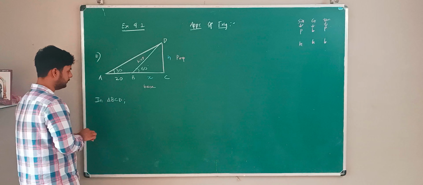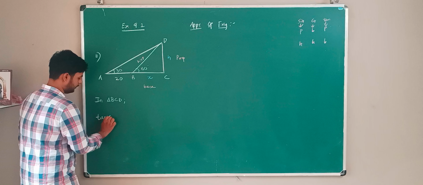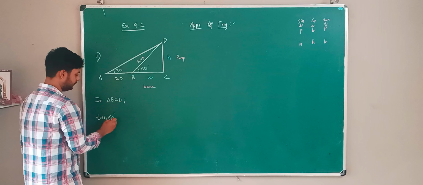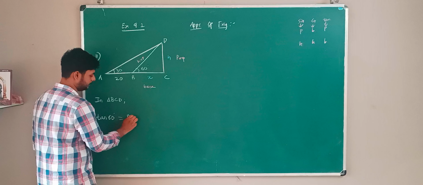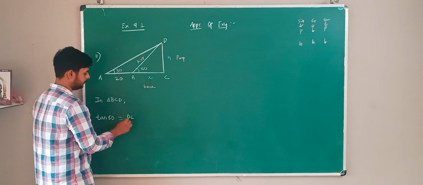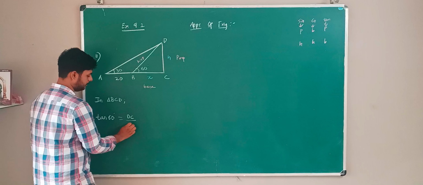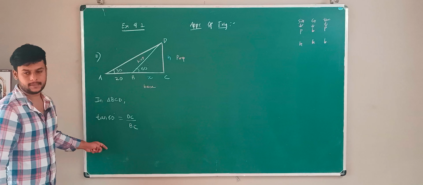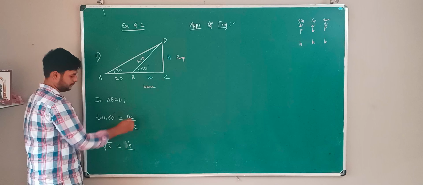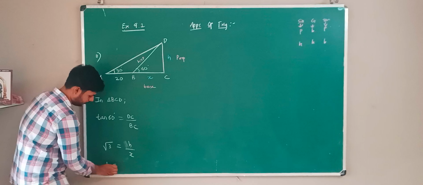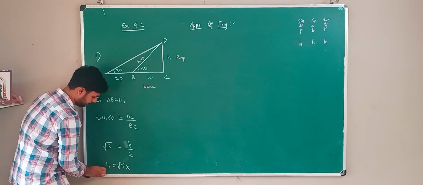Understood? So tan 60 degrees. Why did I take 60 degrees? Because the 60 degree angle is there. Tan 60 is equal to P by B. P means perpendicular, that is DC, and B means BC. Tan 60 is root 3. Root 3 is equal to DC by BC. DC is h and BC is x. So h is equal to root 3 x. We have done this type of sum before also.